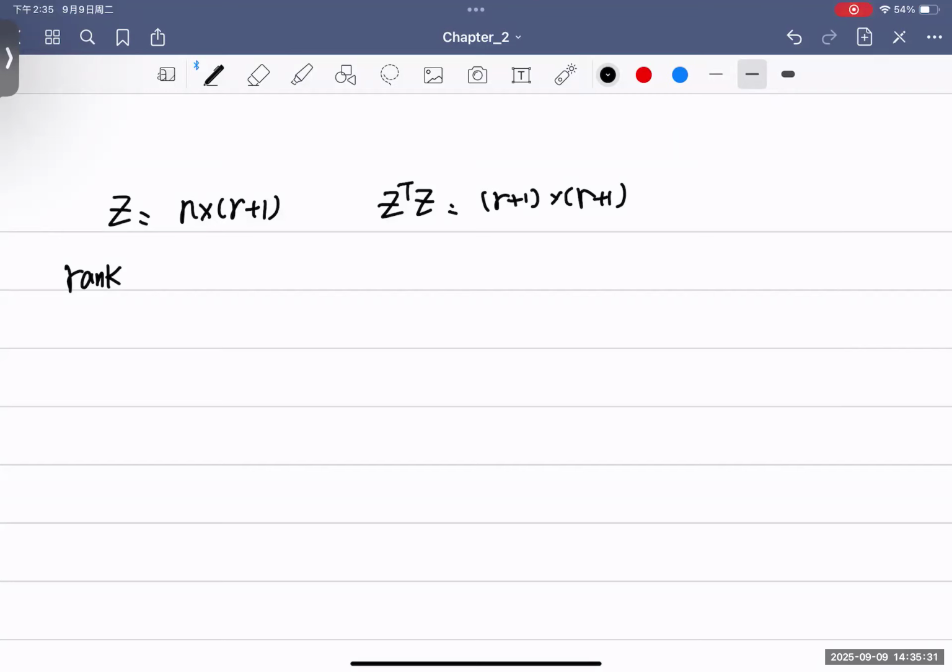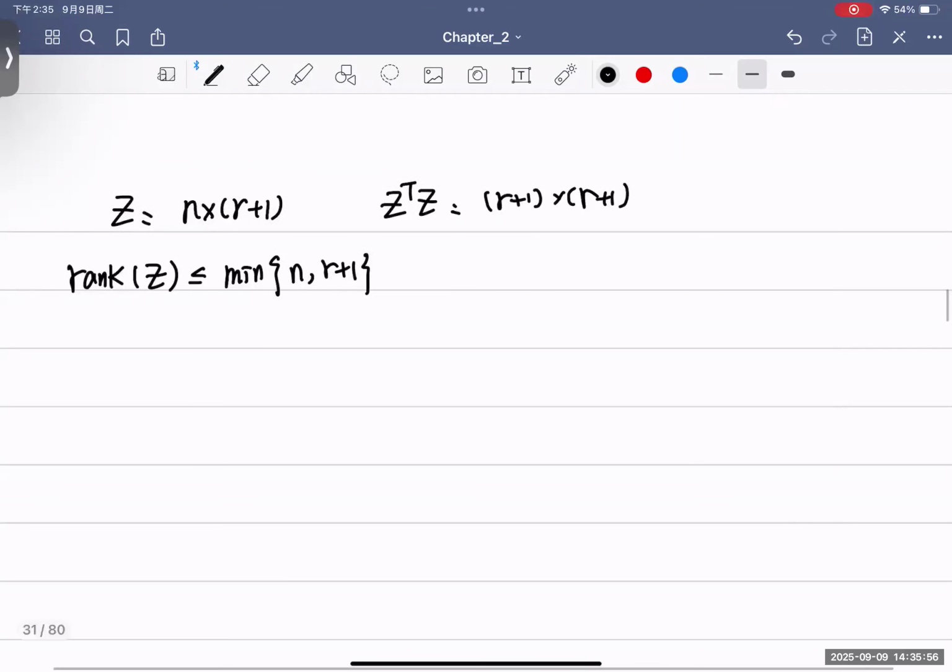The thing we want to emphasize is that the rank of a matrix is always smaller than or equal to the minimum of the column size and the row size. And another key concept is that the rank of Z transpose Z is smaller than or equal to the rank of Z.